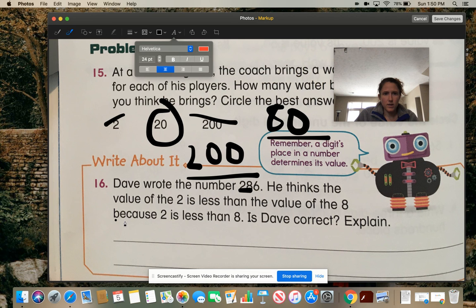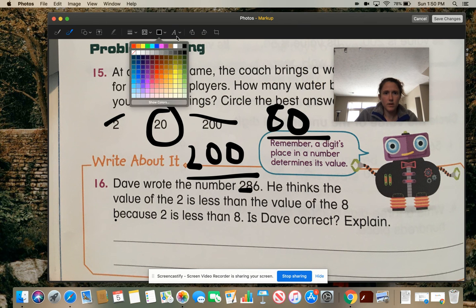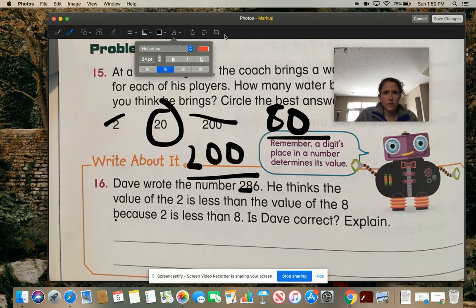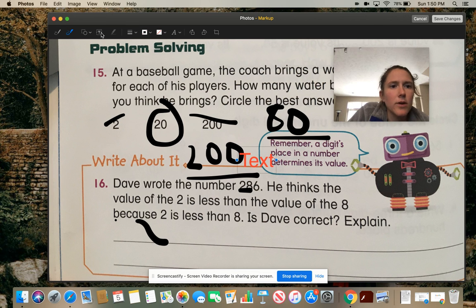Let me see if I can get a text box going. Oh, come on. It's not letting me do it. Oh, here we go. I think that's it. Okay, text box. Here we go. Sometimes it takes Miss Pishik a little bit to figure things out.